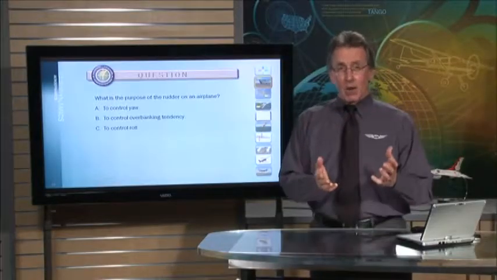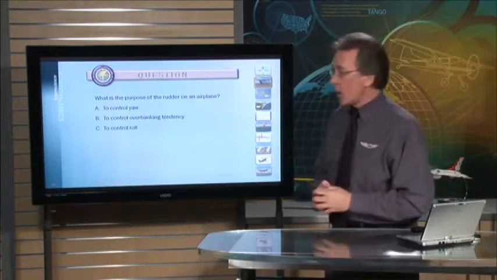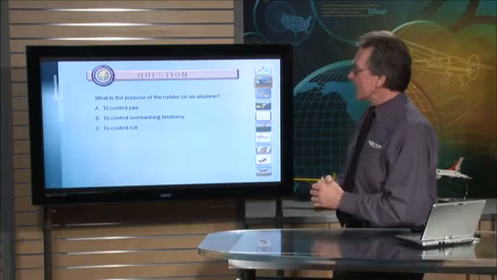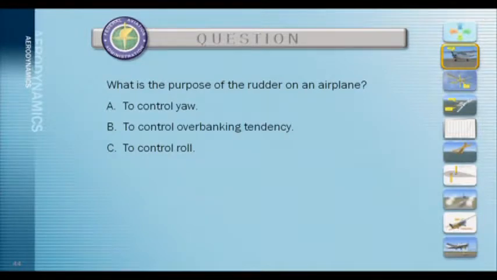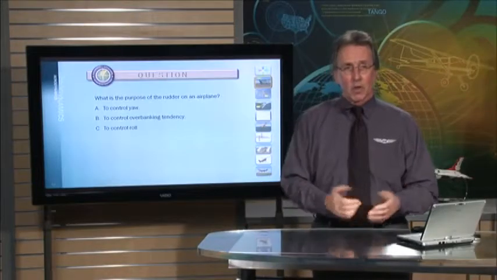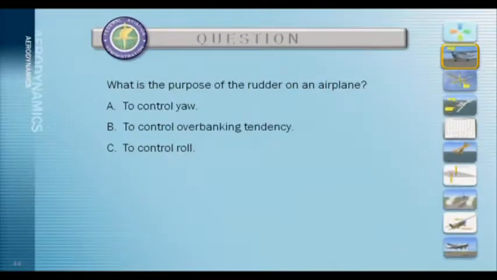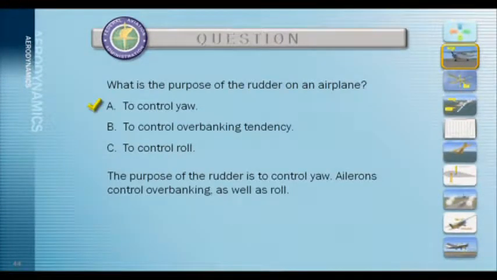Okay, let's take a look at a question from our studying of aircraft components. The question is, what is the purpose of the rudder on an airplane? Let me give you a little time to take a look at the possible answers. All right, have you got the answer? Well, of course, we know from our studying that the correct answer is A, to control yaw. The purpose of the rudder is to control yaw. Ailerons control overbanking as well as roll.